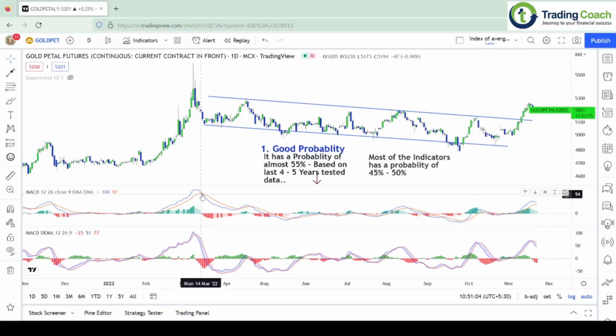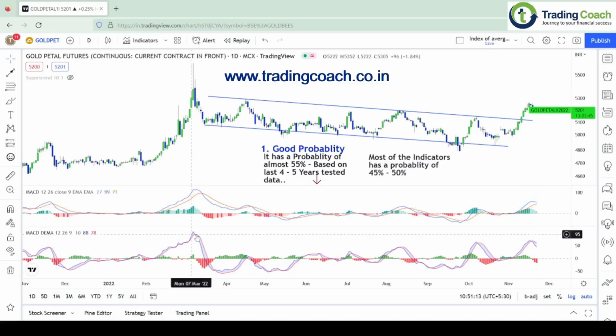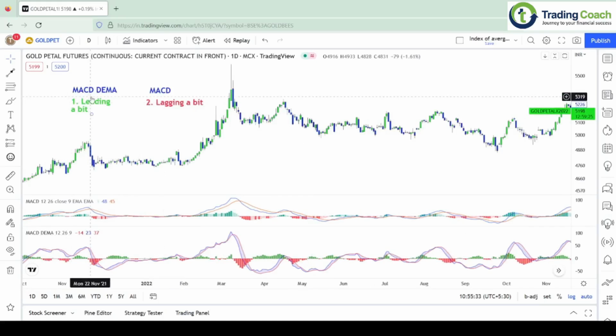For example, the signal on the normal MACD appeared on 14th March 2022, whereas the same sell signal on MACD DEMA appeared on 9th March 2022. So you can see a kind of leading effect here. MACD DEMA is giving you an advanced signal, a little earlier than the normal MACD. That's one of the major advantages we get from this MACD DEMA indicator. Here I have made a nice comparison text between MACD DEMA and MACD.